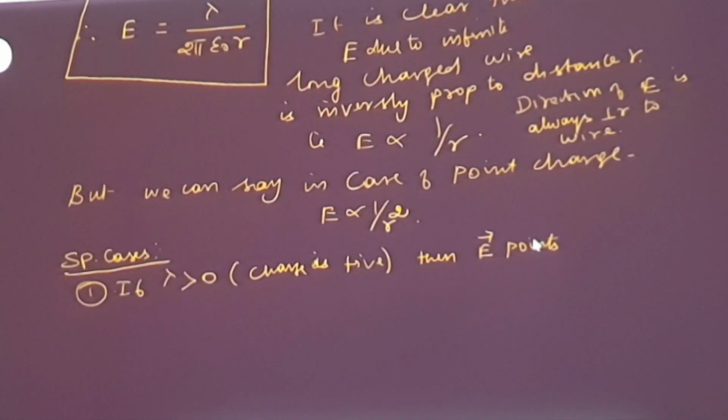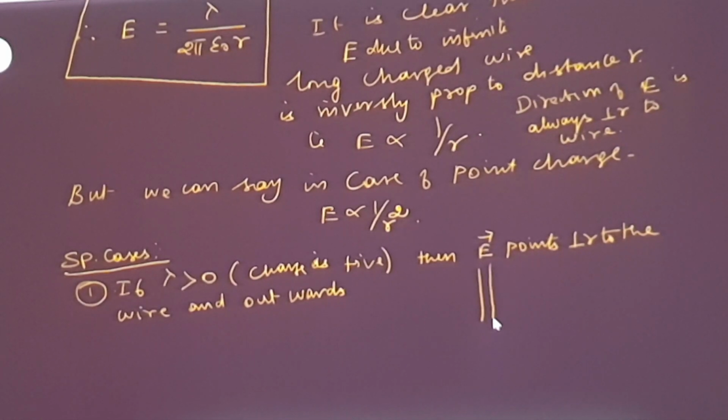points perpendicular to the wire and acts outwards. That was the concept. If you have the wire and you take the charge as positive, or lambda greater than 0, then the electrical field will act perpendicular to the wire and in the outward direction. That is what I have written here. If lambda is greater than 0, we take that charge as positive, then electrical field E points perpendicular to the wire and outwards.